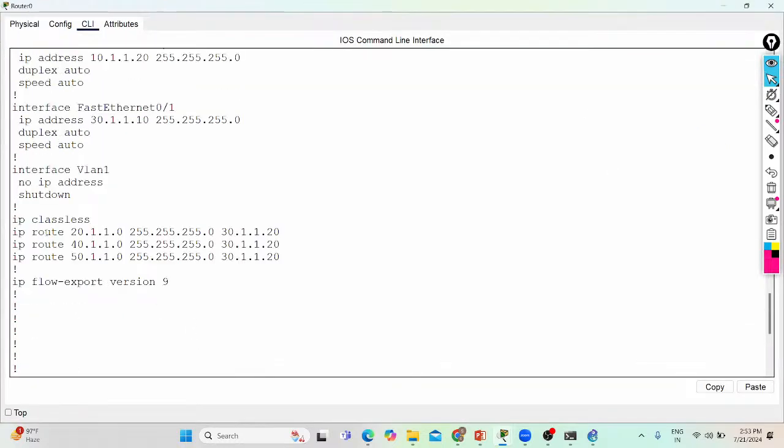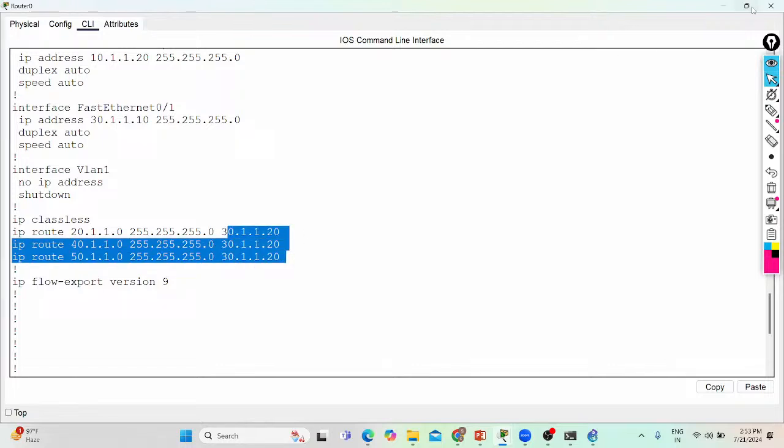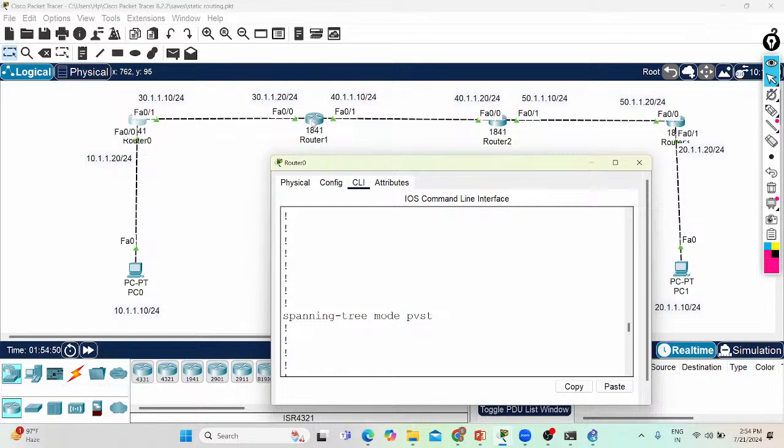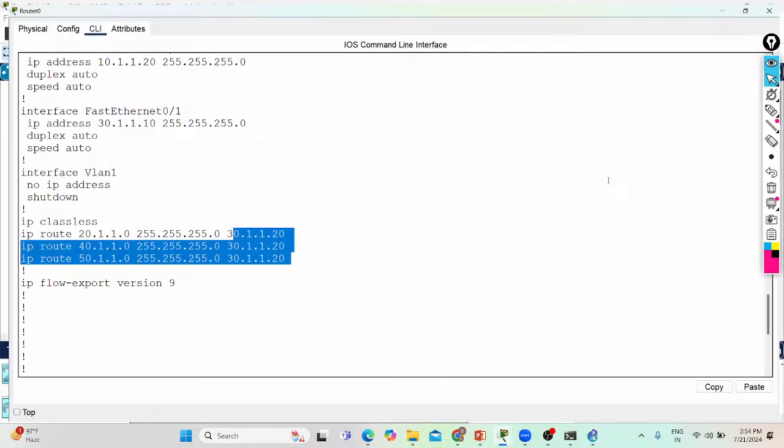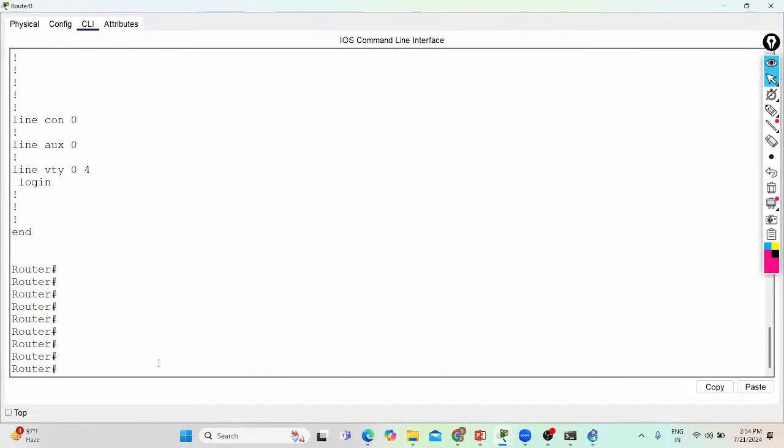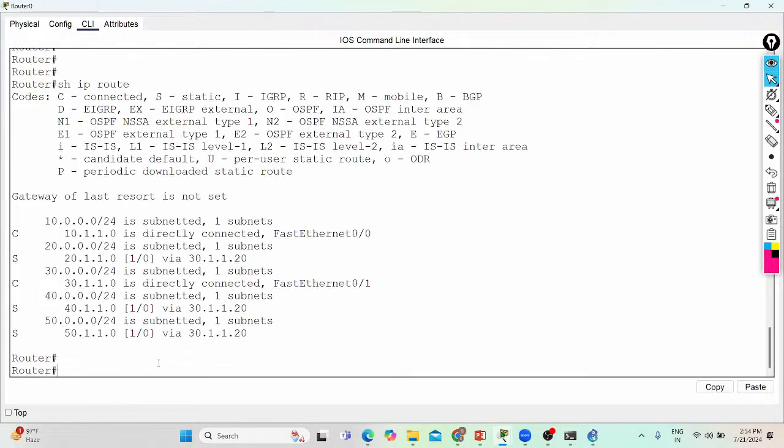See, I have added the 20 network, 40 network and 50 network manually via the next hop IP address. You can see the next hop is Router 1. So now if you see the routing table, just type show ip route. This is the command to check the routing table.